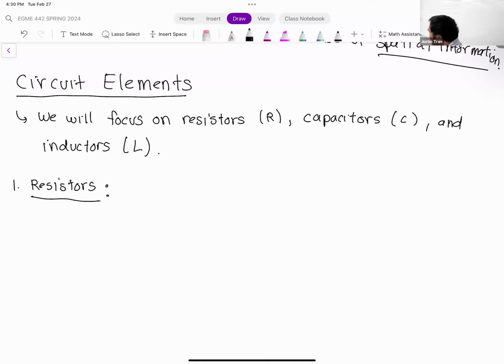Resistors are the most basic of circuit elements. In terms of blood flow, these represent the fact that as blood flows through a vessel, there are viscous friction forces that resist the flow of blood.